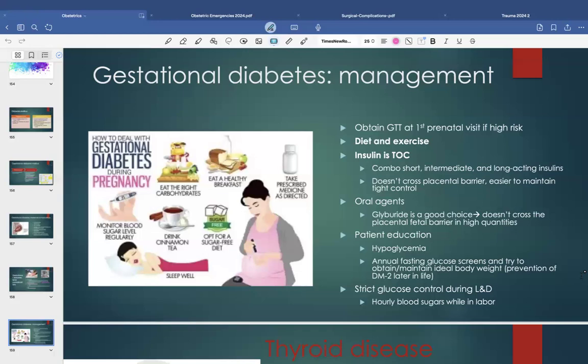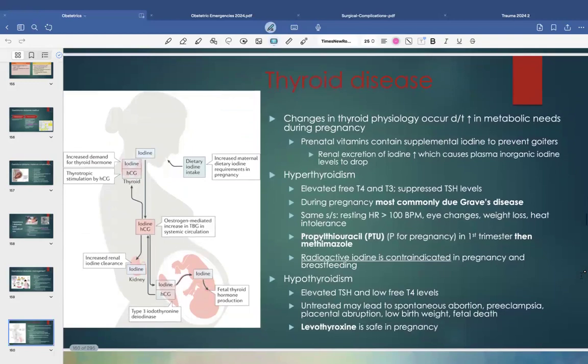Thyroid disease. So there are changes in the thyroid during pregnancy. The thyroid gland produces more hormones to support the growth of the baby. Iodine in our diet is essential for producing those thyroid hormones. The body wants more iodine, and it also gets rid of iodine faster when you're pregnant. Ensuring an adequate intake of iodine is very important for pregnant women.